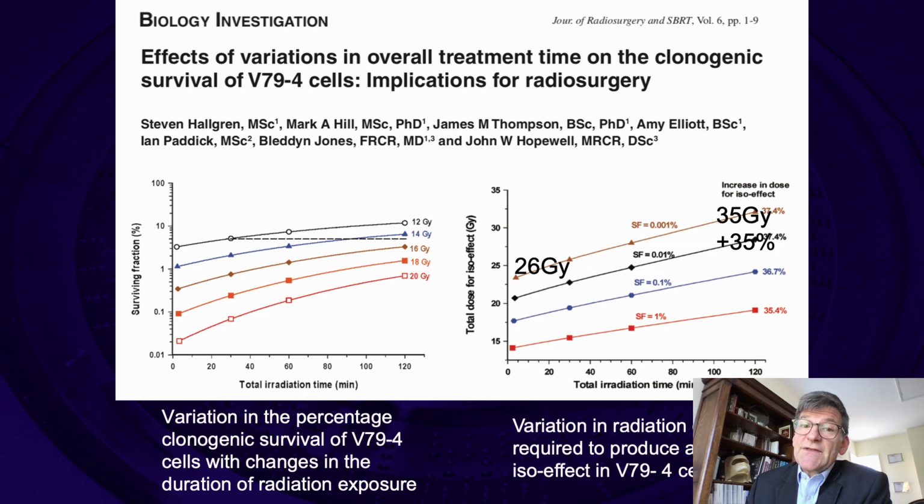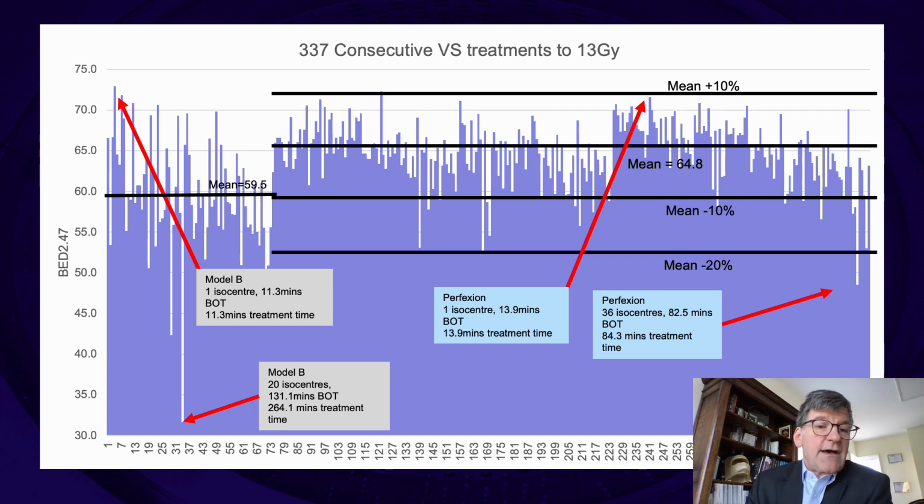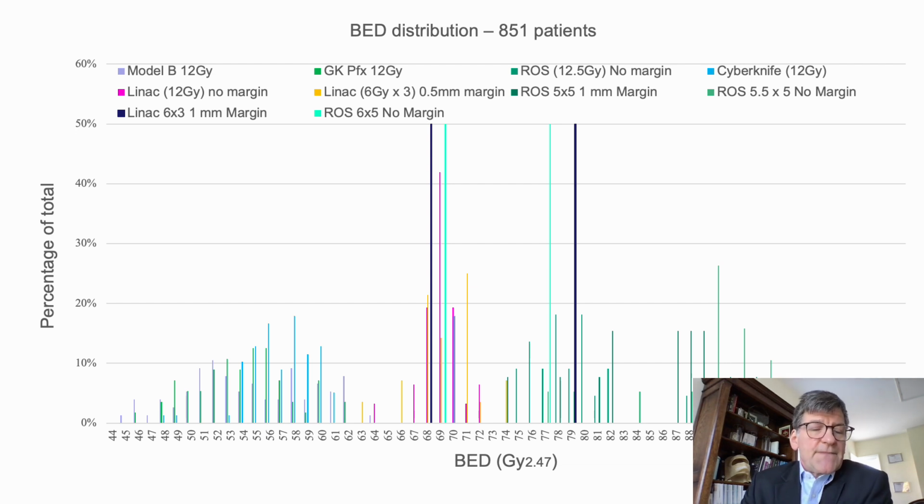But we need to increase that to 35 gray, and that's a 35% increase, if we deliver that same dose over 120 minutes. And with a paper from BJR, from Bleddyn Jones and John Hopewell, we're now able to calculate the variation in BED. So these are some patients I was involved in treating, vestibular schwannomas to 13 gray, and you can see the huge range depending on how long the treatment takes to deliver. But this does apply to both Gamma Knife, CyberKnife, and stereotactic Linac.